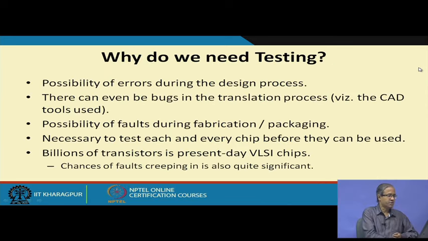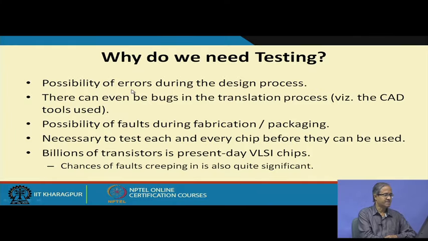So, let us first try to motivate ourselves, why do we need testing? As I have just said, the fabrication processes are becoming more and more complex with the advent of deep submicron design technologies. Now the features in a design are coming closer and closer together, they are becoming smaller and thinner. So, the chances of two wires touching each other or a very thin wire breaking in between are becoming pretty significant. These are the so called sources of errors or faults. So, there can be such errors that creep in during the design and fabrication processes.